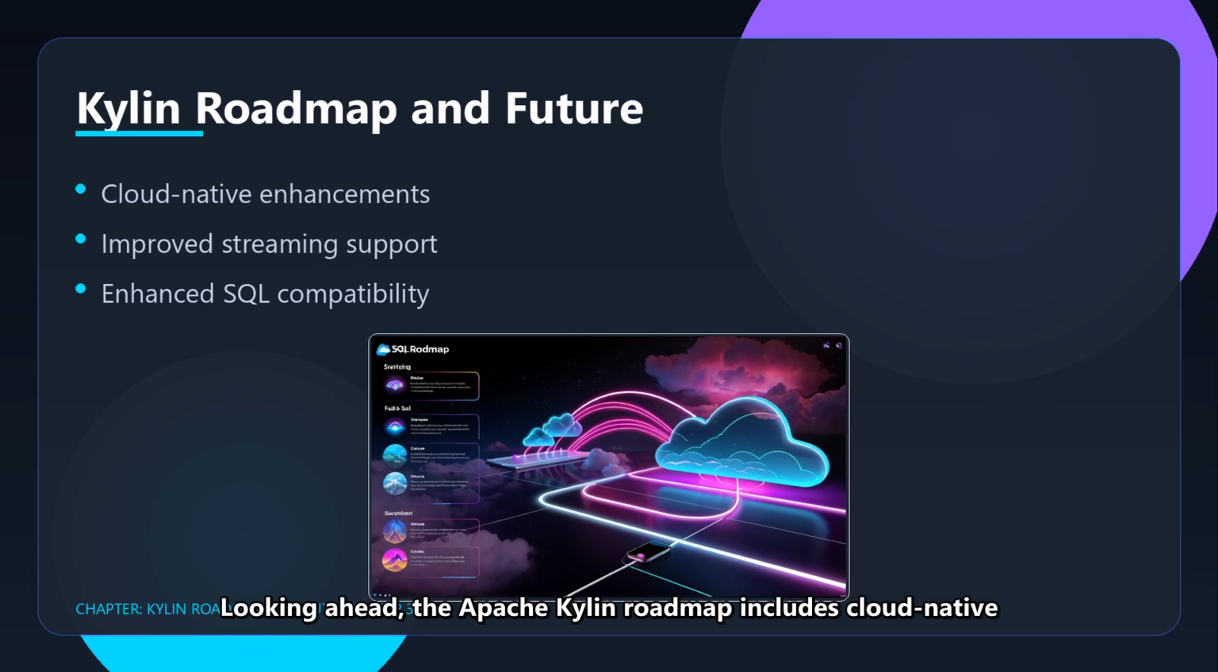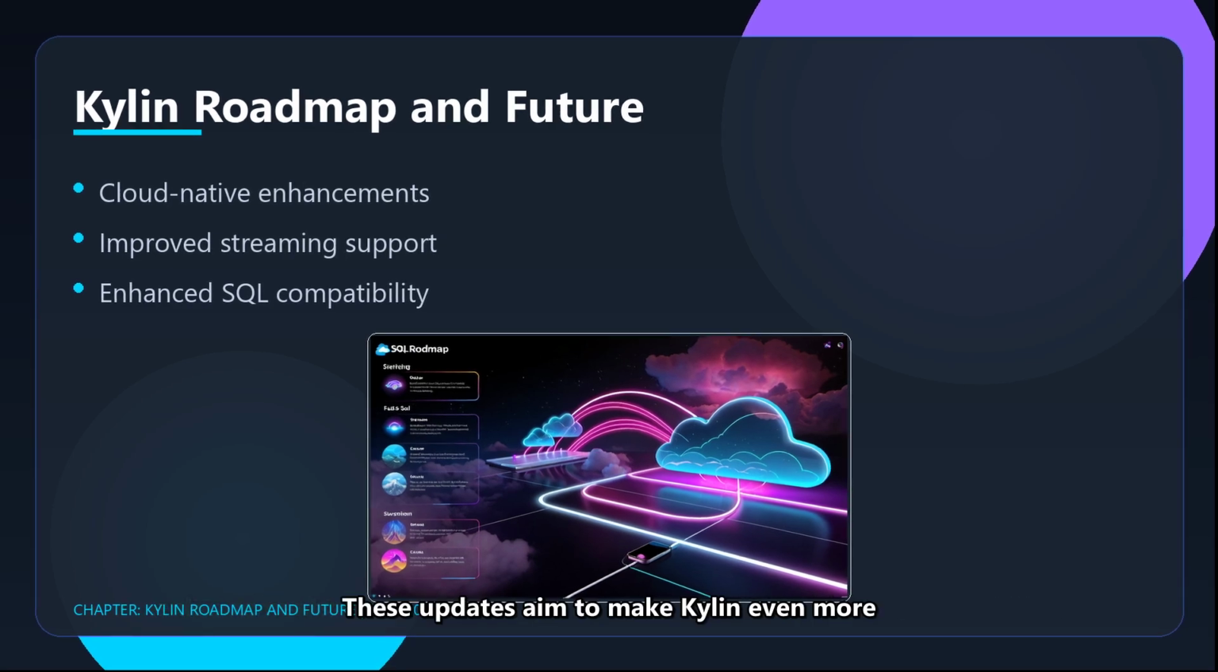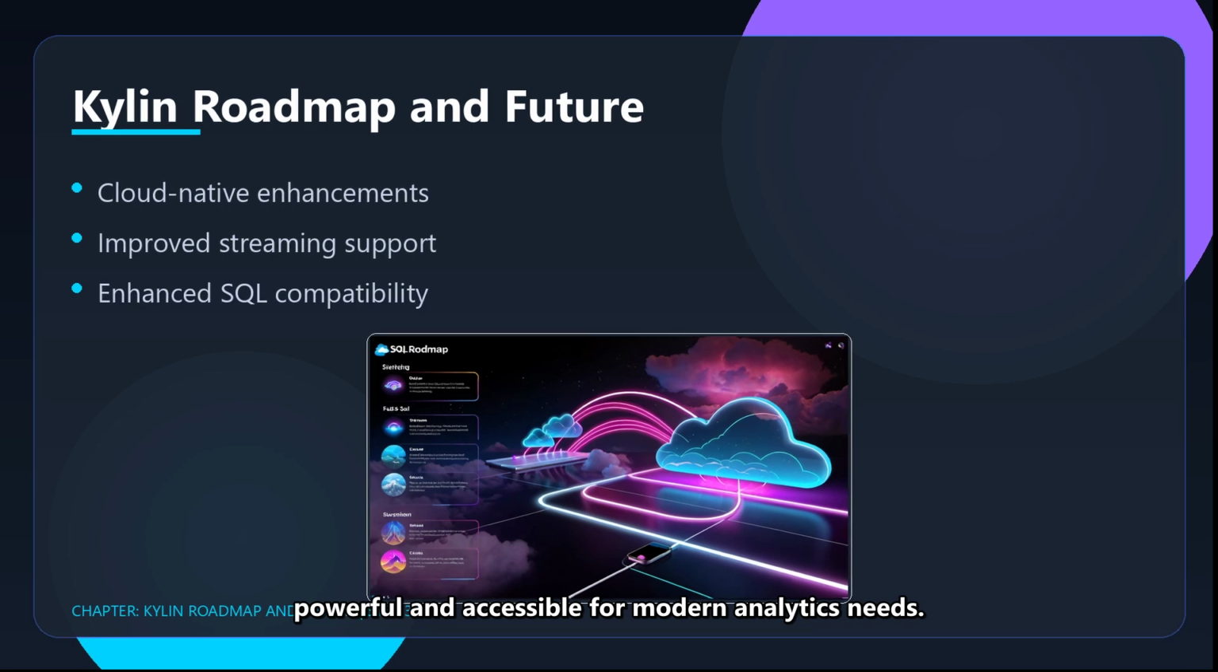Looking ahead, the Apache Kylin roadmap includes cloud-native enhancements, better streaming support, and improved SQL compatibility. These updates aim to make Kylin even more powerful and accessible for modern analytics needs.